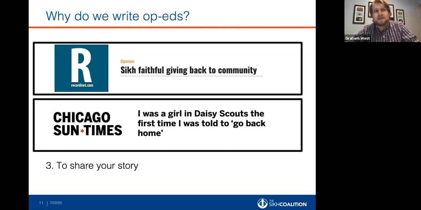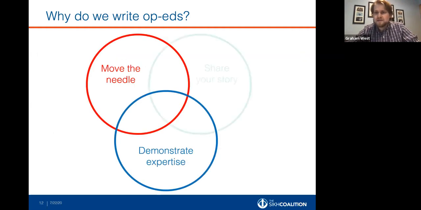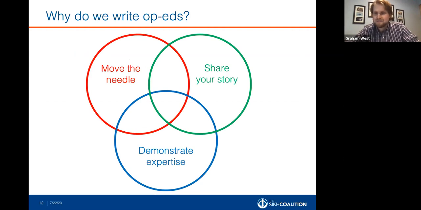And so it's a way of almost connecting with your audience by saying, hey, this is something that happened to me personally. This is why I hold this opinion, and I hope you listen, and I hope you care about it. The trick of this is that the best op-eds do all of these things at the same time. If you can move the needle on an issue, demonstrate that you know something about that issue, and share a personal story to drive it home, that's the sweet spot in the middle of the diagram in terms of making a convincing opinion piece.